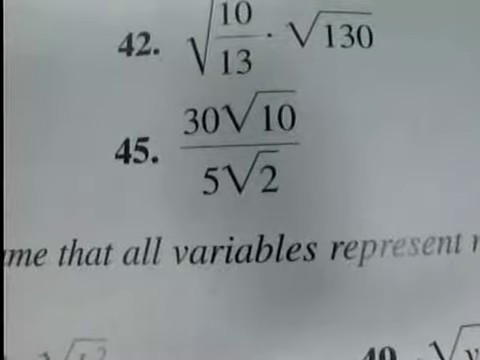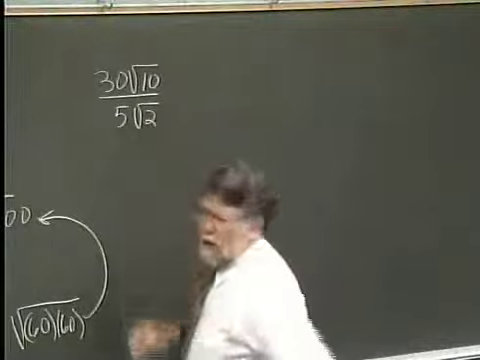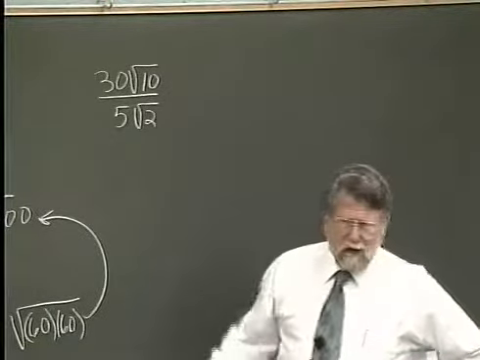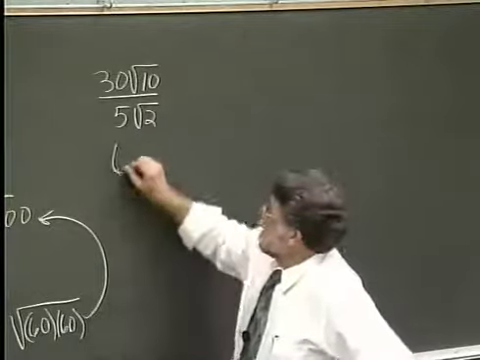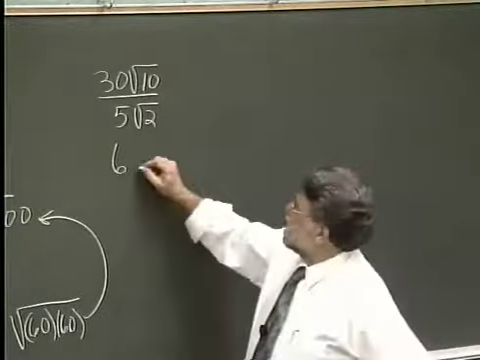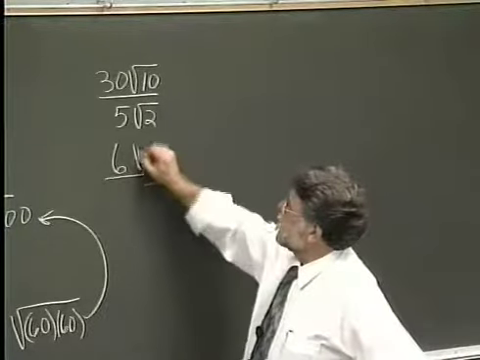Just want you to think for a minute. Don't get too caught up, there are different approaches you can use. So I have 30 square root of 10 over 5 square root of 2. What I hope is very clear is you can take 5 into 30. That's the obvious part, I trust. Now what are you going to do with the square root of 10 and the square root of 2? Two ways of doing it.